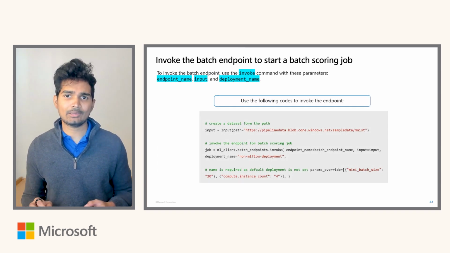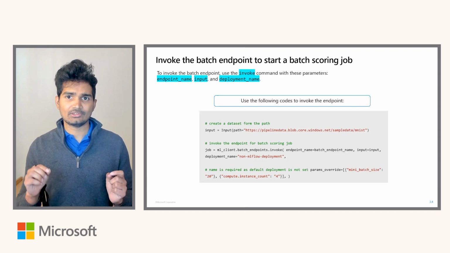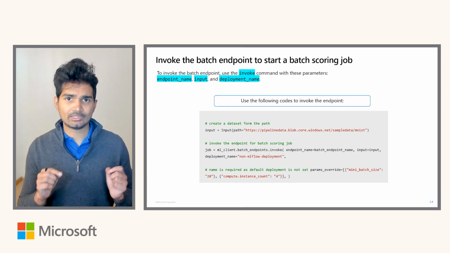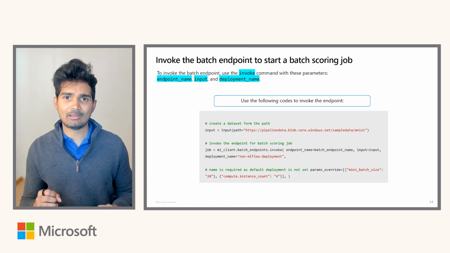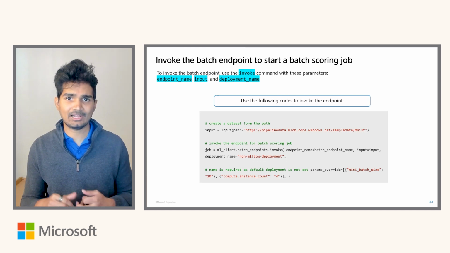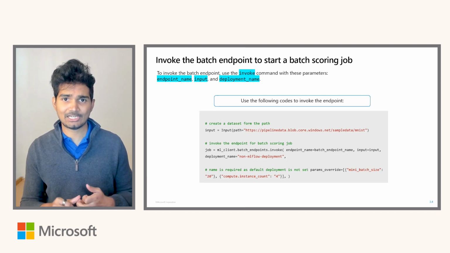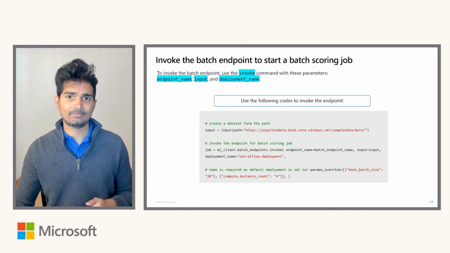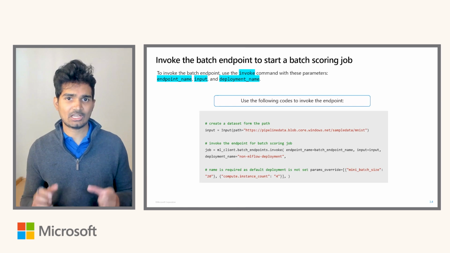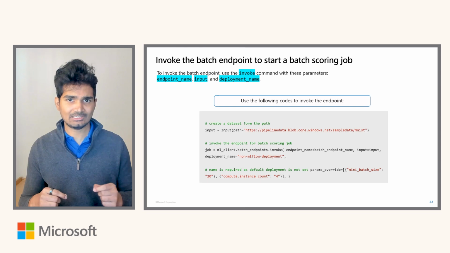Recall that to invoke a batch endpoint, you use the invoke command with 3 key parameters. The key parameters are the endpoint name, the input, which is provided by the data source that the batch endpoint will access, and the deployment name. Remember that these parameters help streamline batch operations and improve data processing efficiency.